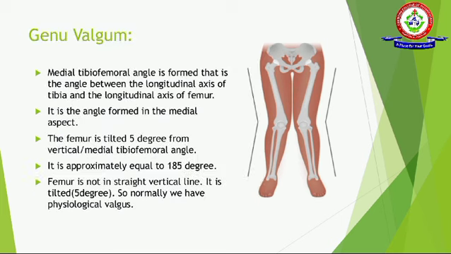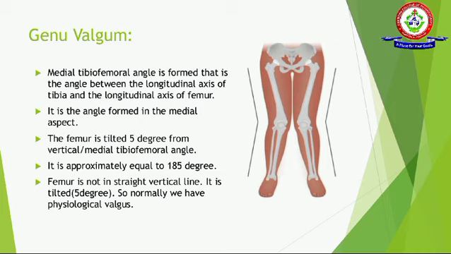Next we can see about genu valgum. In normal, medial tibiofemoral angle is formed, that is, the angle between the longitudinal axis of tibia and the longitudinal axis of femur. It is an angle formed in the medial aspect. Here, the femur is tilted 5 degrees from vertical. Medial tibiofemoral angle is approximately equal to 185 degree.